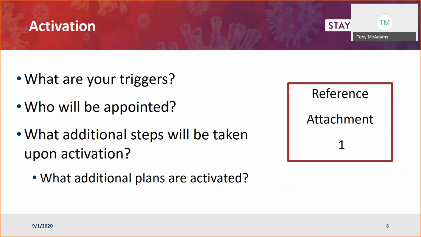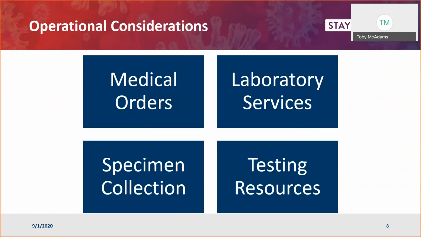Another example would be staff leave policy. So you all have staff leave policy and vacation policy in place at your facilities. But during a disaster, and especially during key aspects like testing, are there nuances in those plans that you're going to want to document and then have ready for activation once the testing plan has been activated? Those are the kinds of things to think about for activation.